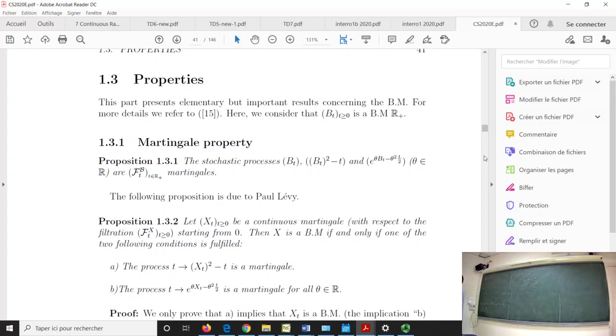And now I just use what I know about conditional expectation. The conditional expectation of something that is independent is just the expectation, and my expectation here is 0 because it follows the N(0, t minus s). So you have the proof of the fact that the Brownian motion is a martingale itself. Okay.